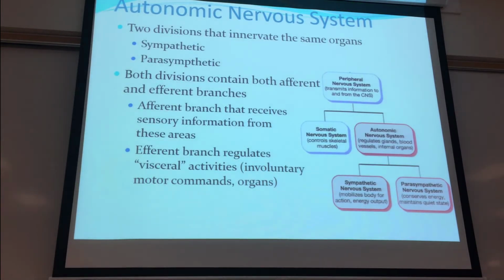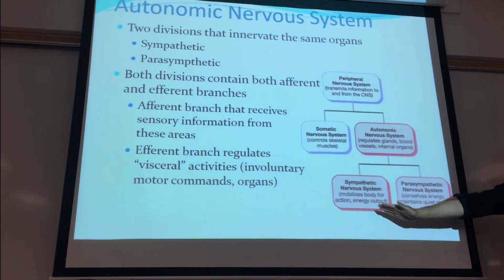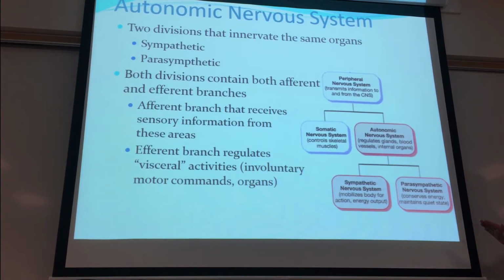So we're looking specifically at things that speed up glands and things that also slow things down. So we're going to be able to divide the autonomic nervous system into two pathways, the sympathetic and parasympathetic nervous system.